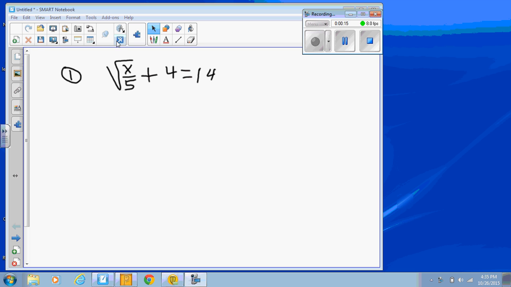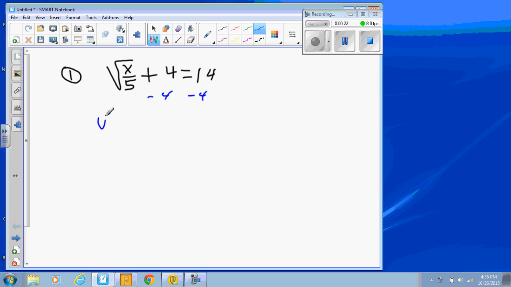So the first step would be to subtract 4 from both sides. So I have the square root of x over 5 equals 10. And now I have a square root by itself, which is exactly what I want. And now I'm going to square both sides. So I square this side and square this side. Raise to the second power, of course. So the square of the square root just cancels the square root part. So basically, the square root and this 2 cancel out, and I'm left with x over 5 equals 100.